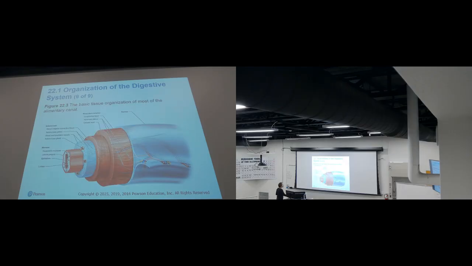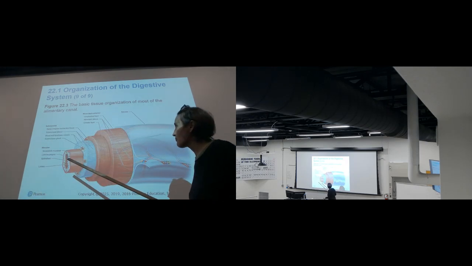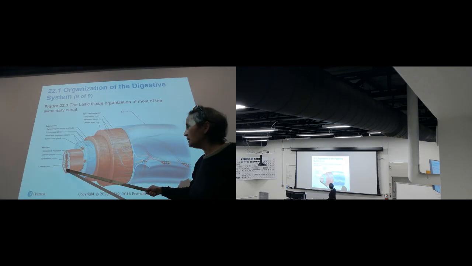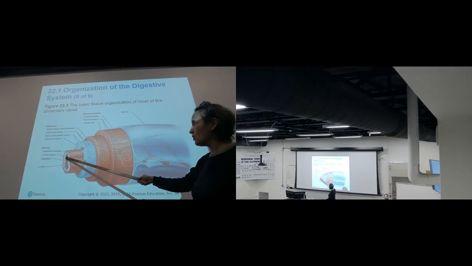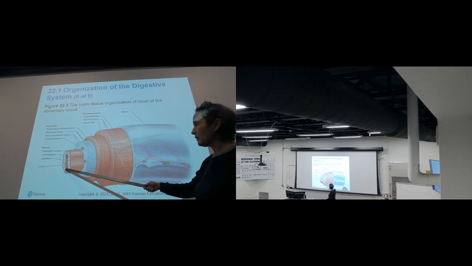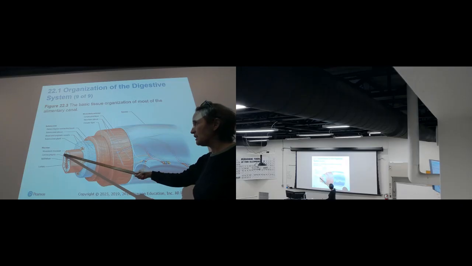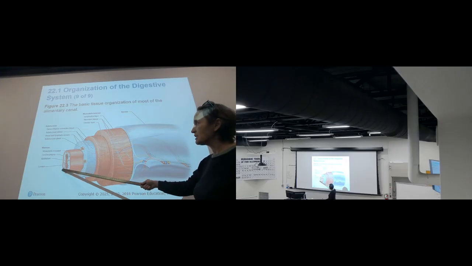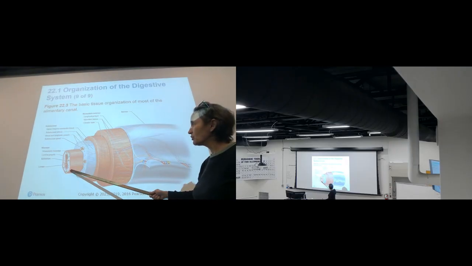So here are the layers. Here is the lumen, or the opening of the gastrointestinal canal. This is the epithelium, which, as I said, is majorly simple columnar epithelium with goblet cells. And then you have the muscularis mucosae.